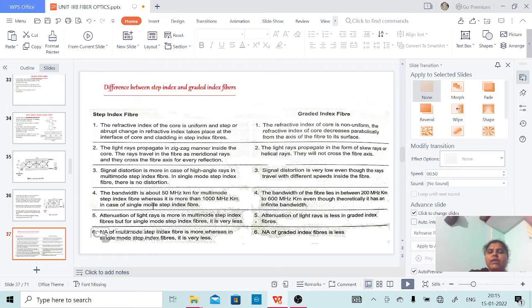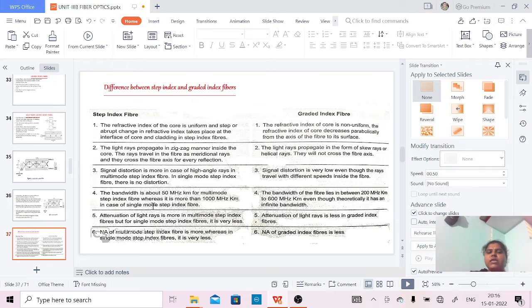In step index fiber, the light ray propagates in a zigzag manner inside the core. The rays travel in the fiber as meridional rays and cross the fiber axis for every reflection. In graded index fiber, the light rays propagate in the form of skew rays or helical rays. They will not cross the fiber axis. Signal distortion is more in the case of high angle rays in multimode step index fiber. In single mode step index fiber there is no distortion.